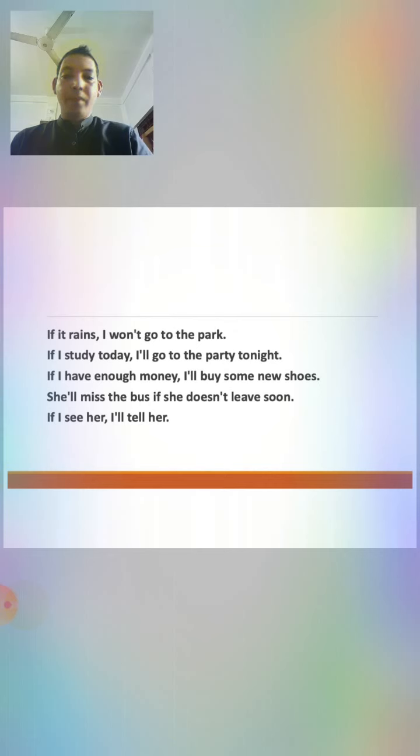So if you see all the examples, we can find that in the first sentence, if it rains, it is a present simple, and the main clause, I won't go to the park, is a future simple. Also, if I study today, simple present, and I will go to the party tonight is a simple future. So I think you understand all the things.